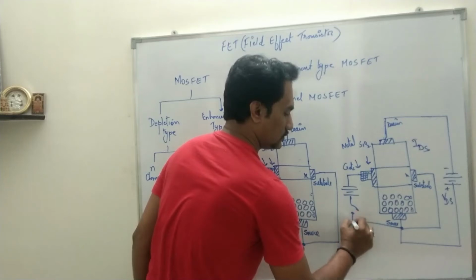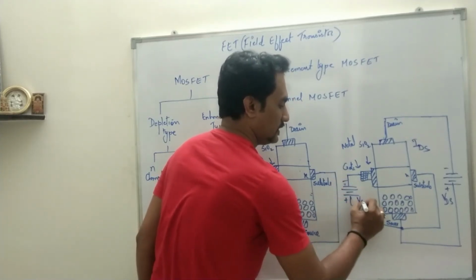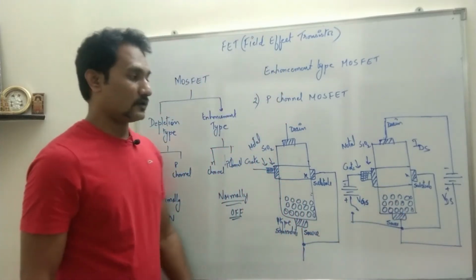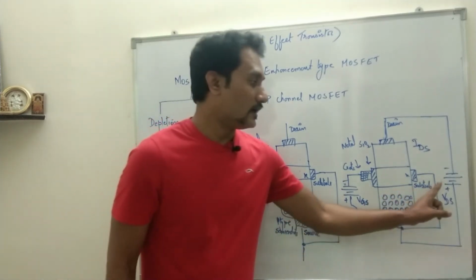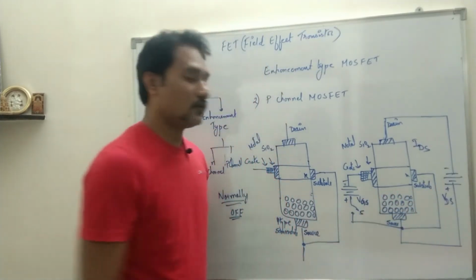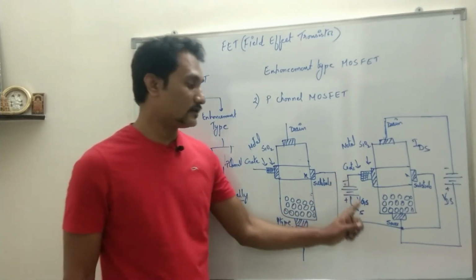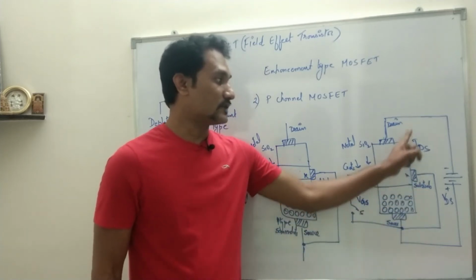This is through the switch, minus, sorry, this is minus and this is plus. This potential is applied between gate and source, therefore the potential will be called VGS. So now I have kept the switch open, that means there is no gate to source potential. Only the potential which we have applied is between source and drain.